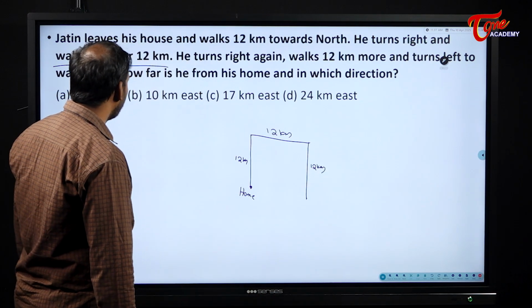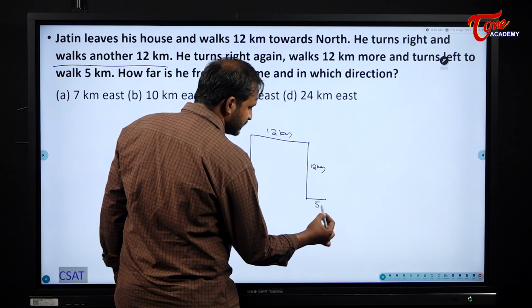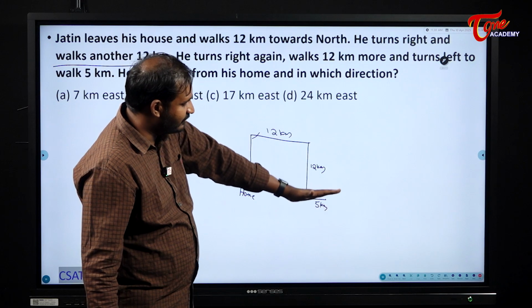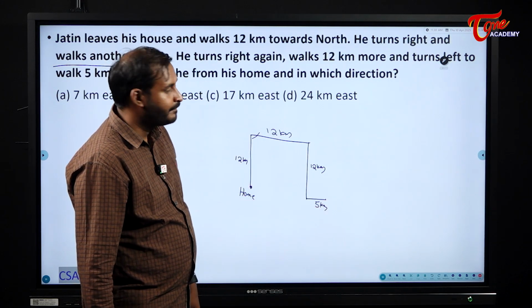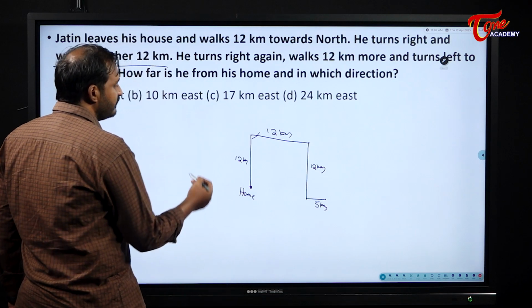And turns left to walk 5 kilometers. Now he is once again turning left to walk 5 kilometers. See here, students, just simply understand. The person moving in downward left means what? This is the direction. Okay, 5 kilometers. How far is he from his home and in which direction?